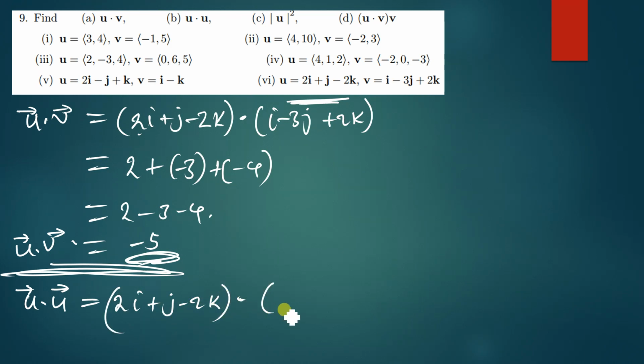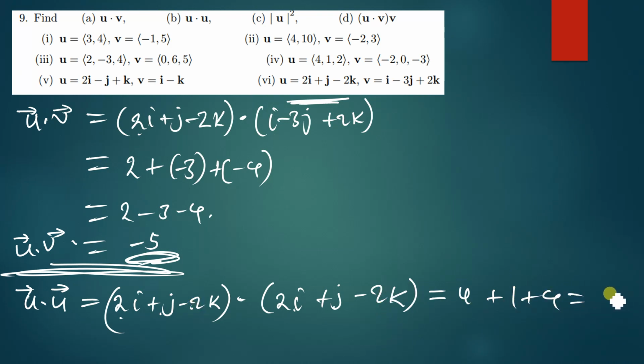We're dotting this to 2i plus j minus 2k, and this is going to be 2 times 2, that will be 4, plus 1 times 1, that is 1, plus negative 2 times negative 2, that is 4. So when you add this, you're getting 9. So the dot product of two vectors always gives you a scalar, a constant.